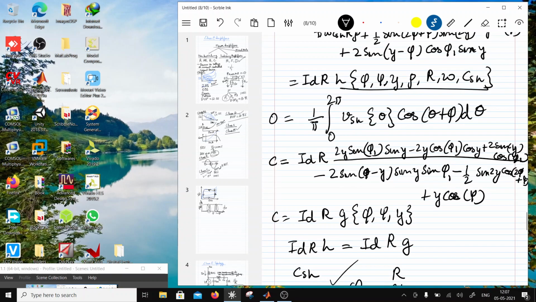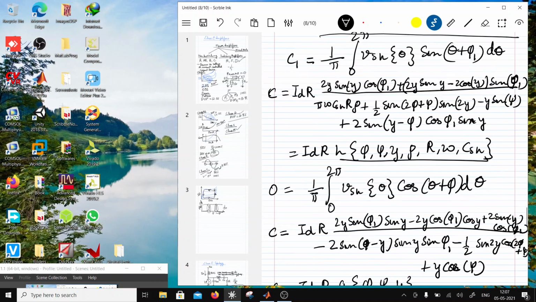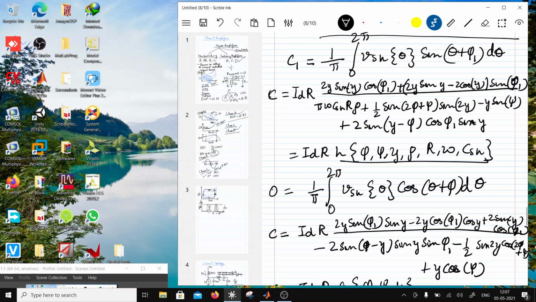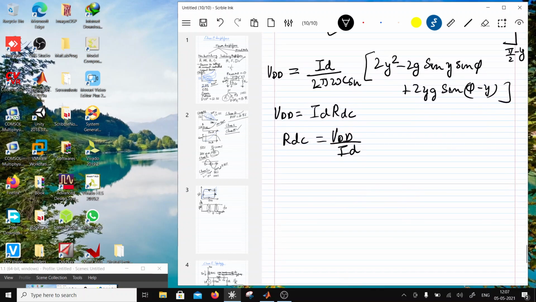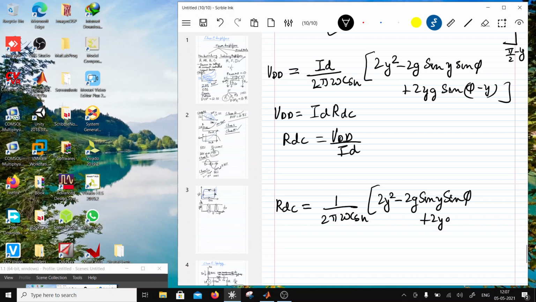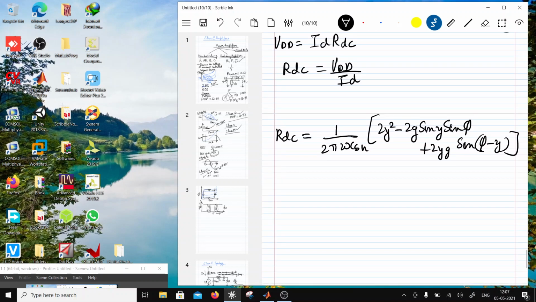ID is the out, right? No, ID is from here. So in this case, from this equation I can have RDC equal to VDD over ID. So this will be 1 over 2 pi omega CSH times twice of y square over twice of g sine of y sine of phi plus twice of yg sine of phi minus y. Correct. So this is the DC resistance.